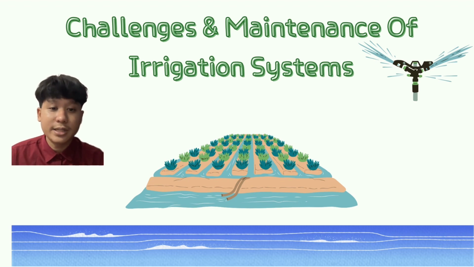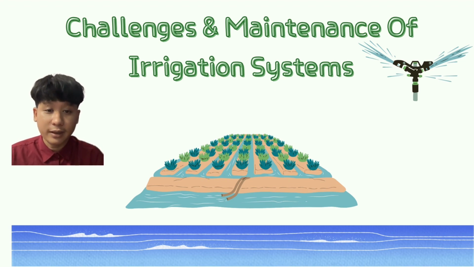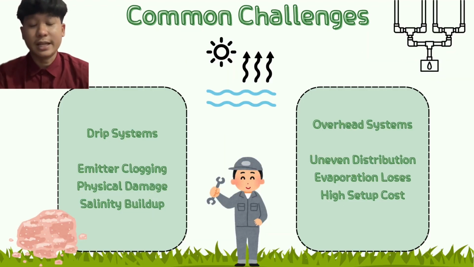Moving on to challenges and maintenance of irrigation systems. The goal of this study is to address the problems and care required for an effective irrigation system. The first common challenge for drip systems is emitter clogging. Emitter clogging occurs when organic material like algae or dirt, and minerals such as calcium and iron, build up inside the emitters. This leads to blockage, causing uneven water distribution.